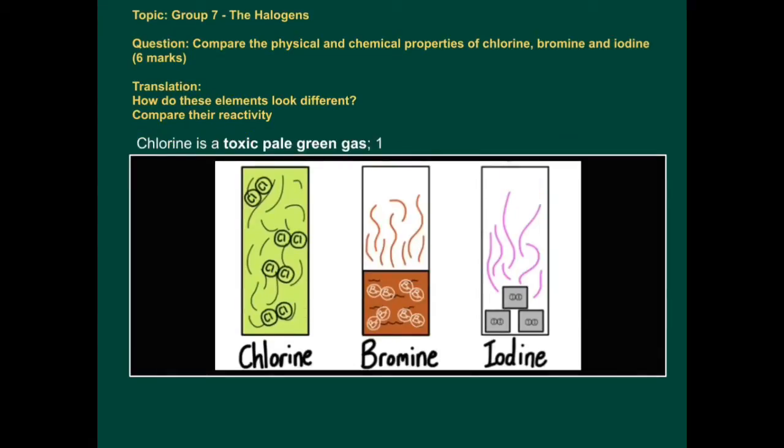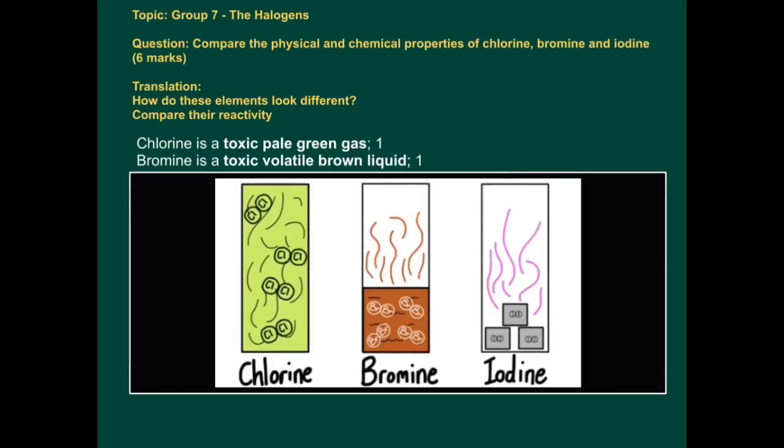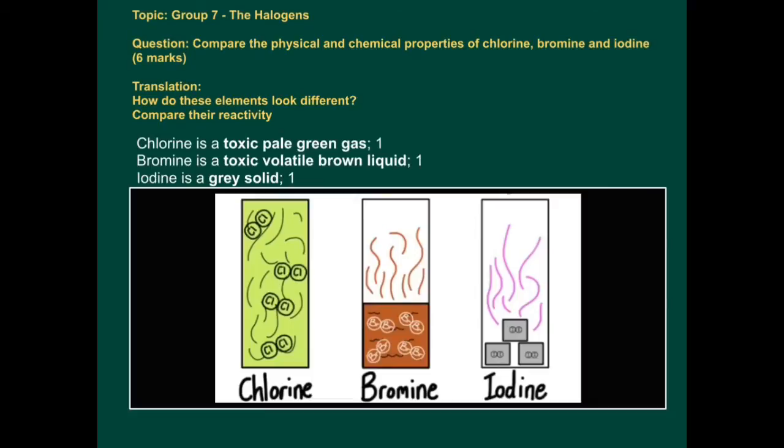Chlorine is a toxic, pale green gas. Bromine is a toxic, volatile, brown or orange liquid. Volatile means it very easily turns from a liquid to a gas. Iodine is a grey solid. This is, of course, assuming that we're at room temperature.